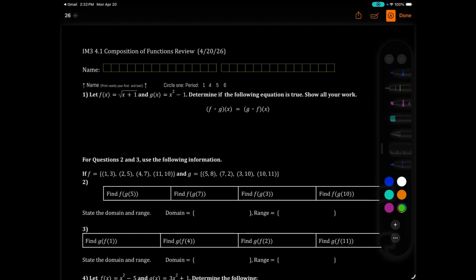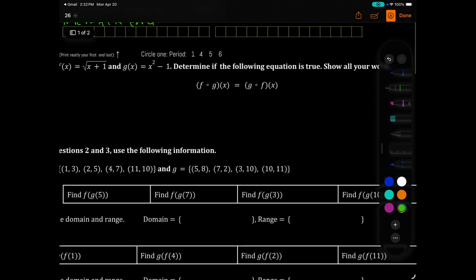Hey guys, this is Mr. Ing. Let's go over the composition review worksheet. Question number 1, we have 2 portions here. To determine whether the following equation is true. So when something is true, that means both sides are the same. And they would not be equal if they were different.